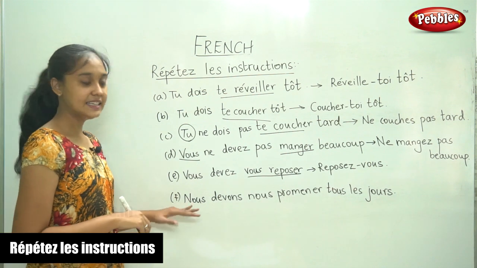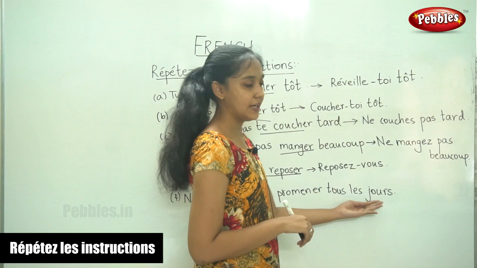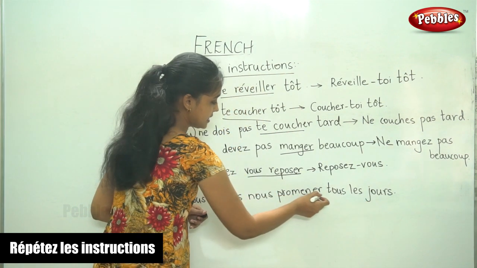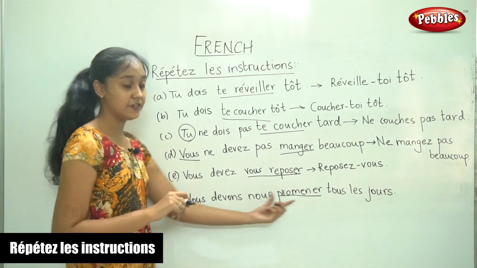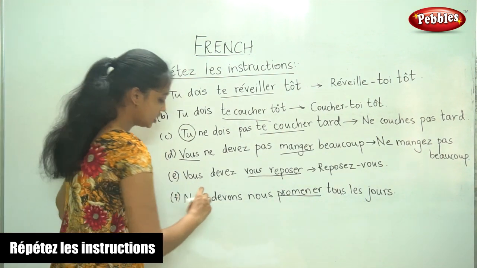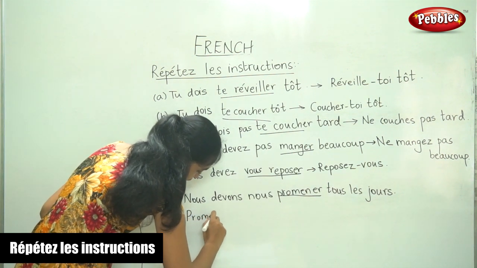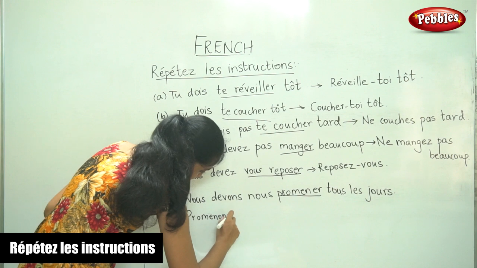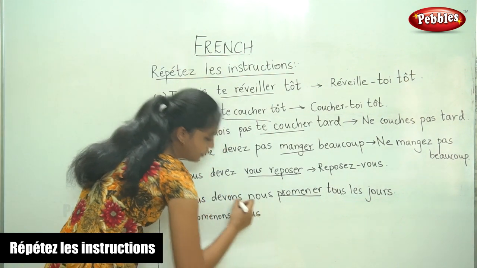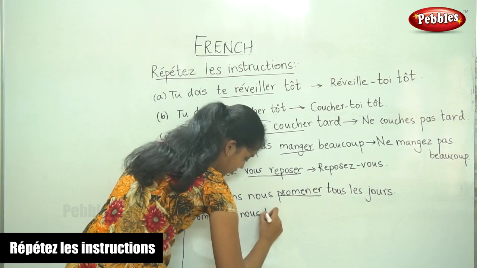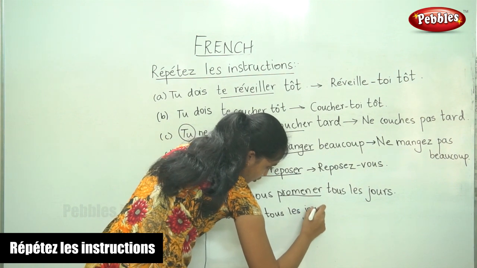And finally, the last sentence, nous devons nous promener tous les jours. Now the subject is promener. So, the verb is promener and the subject is nous. So, promener becomes promenons, promenons and nous. Promenons-nous tous les jours.